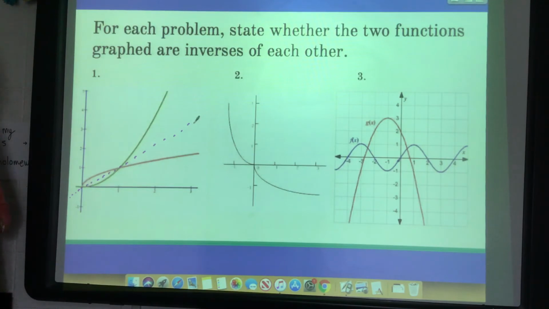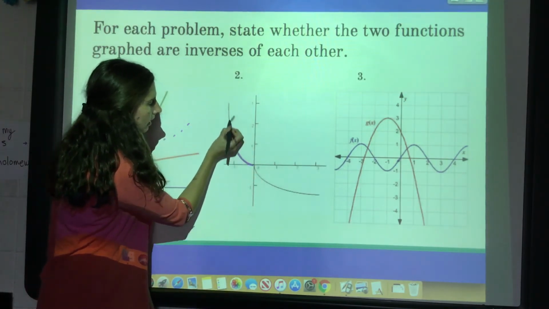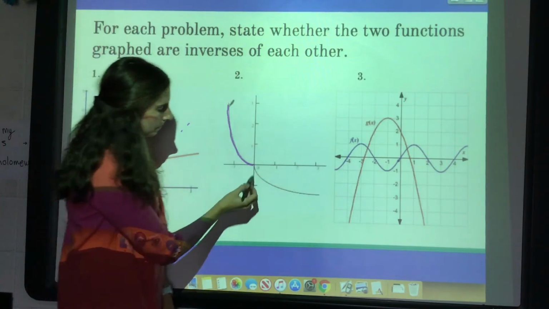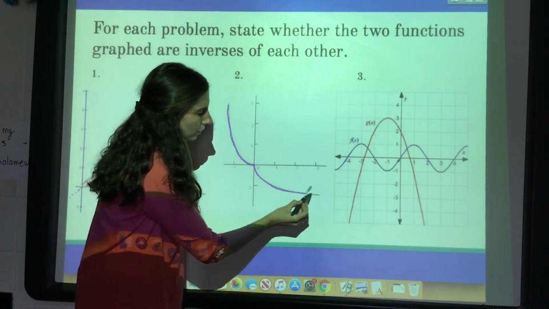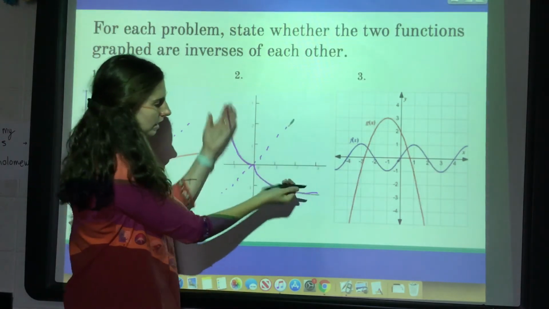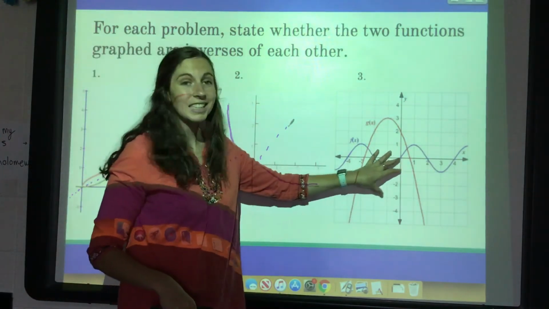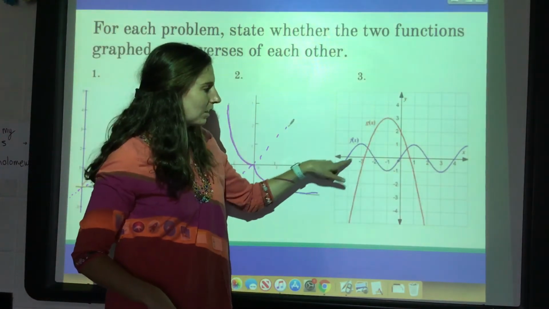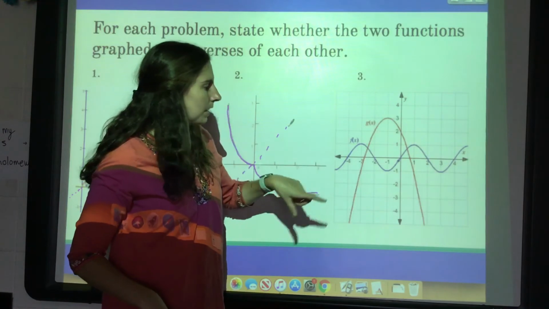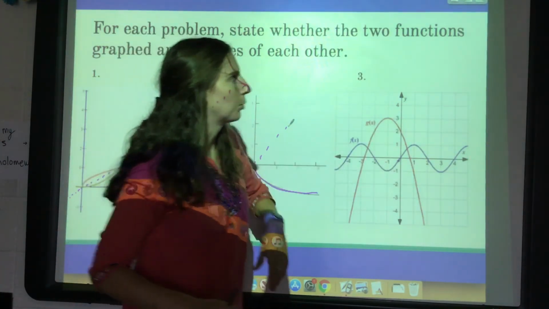Sorry if this was confusing, but this right here is a separate function, and this right here was a separate function. It's kind of hard to tell. But those are also inverses because they're a reflection of each other across that line. These two are clearly not. They don't even look the same. So these two are not inverses because they're not a reflection across the line y equals x.